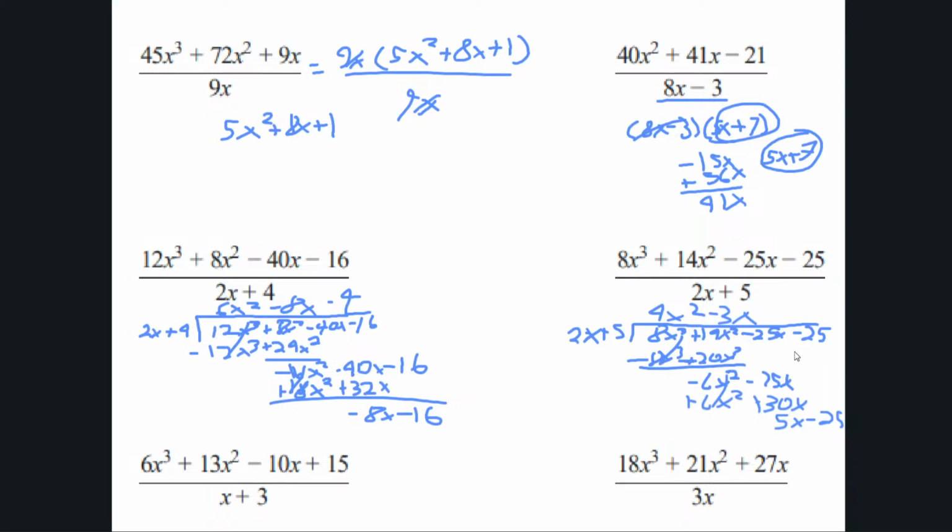Ah, yes, I see. This shouldn't be 30x here. This should be 15x. Add this, cancels out. This gives us 10x minus 25. So we just add 5 at the end. So it's 4x squared minus 3x plus 5 when you divide this top equation by 2x plus 5.